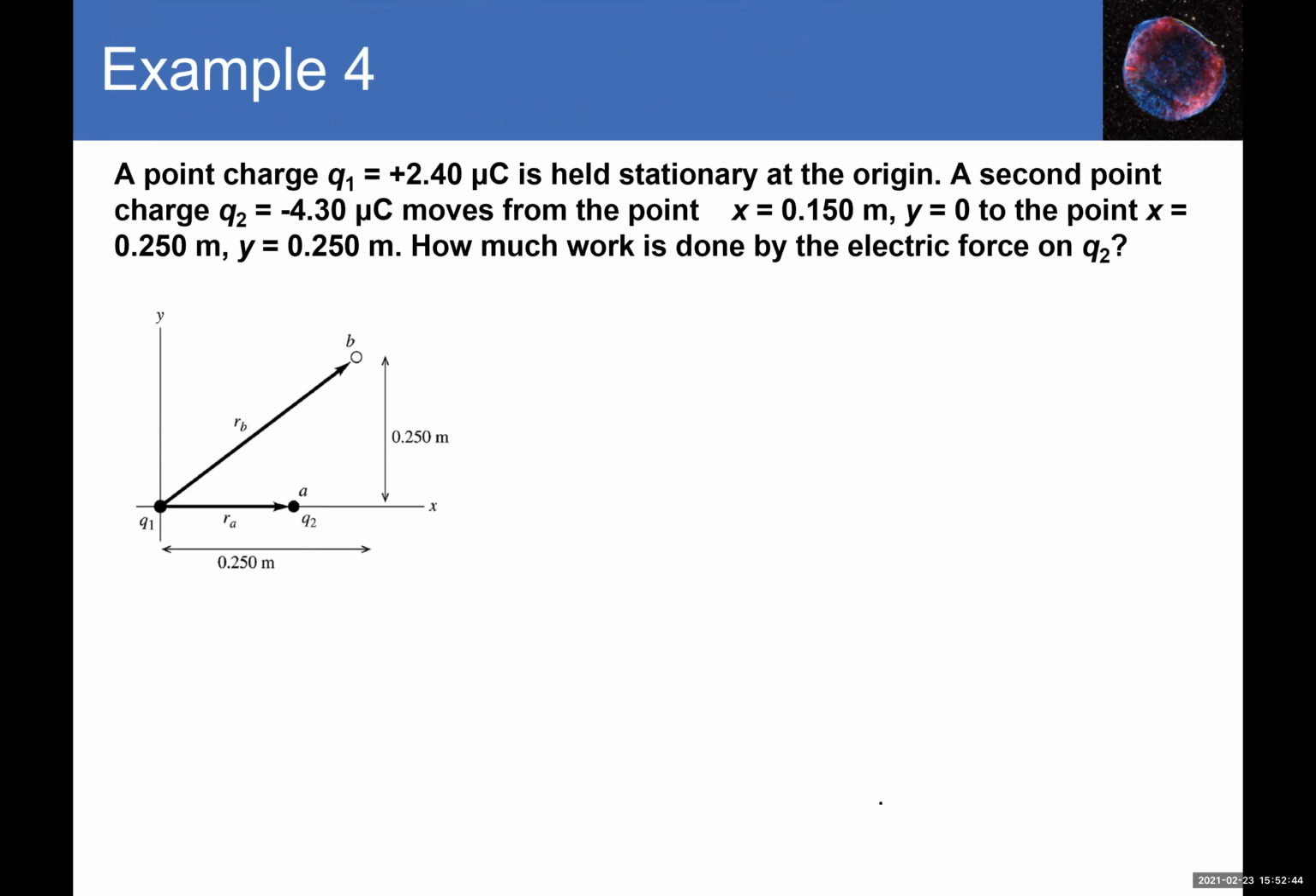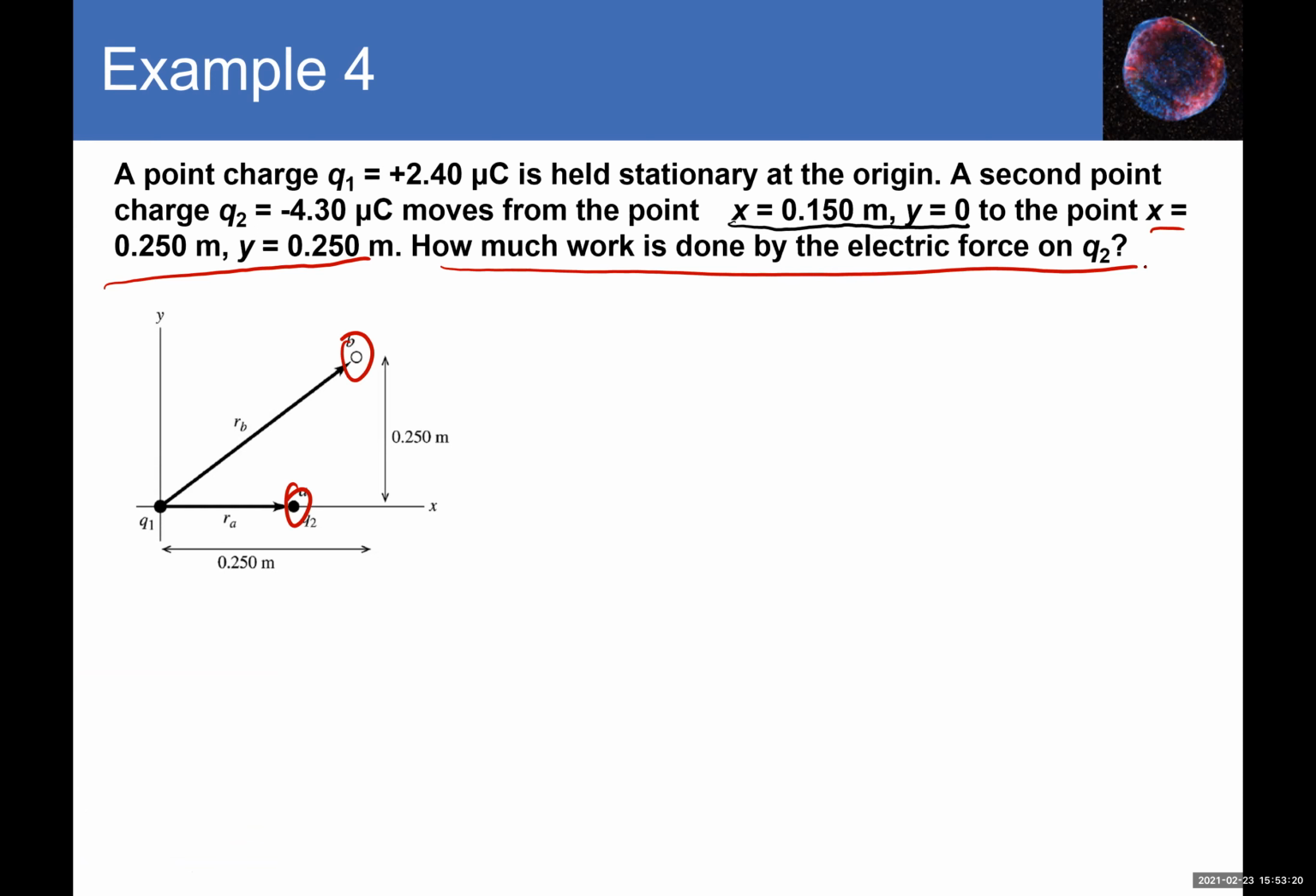So let's look at this example here. You have a point charge Q1, plus 2 microcoulomb, held stationary at the origin. A second point charge Q2, which is negative 4.3 microcoulomb, we're going to move from position A to position B. Position A has coordinates x equals 0.15 meter, y equals 0, to the position of x equals 2.5 and y equals 2.5. So basically moving it from point A to point B.